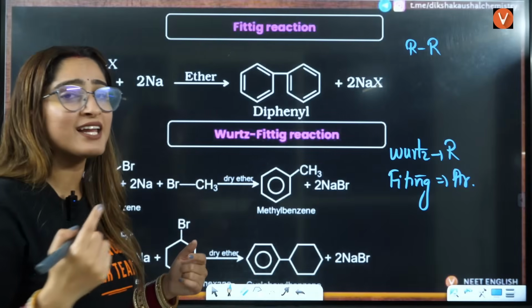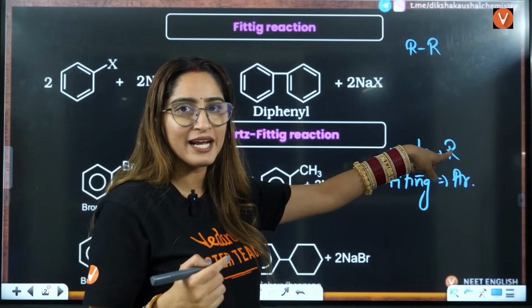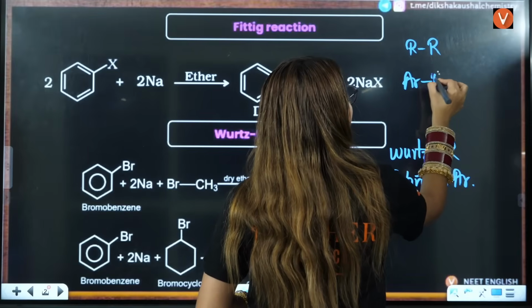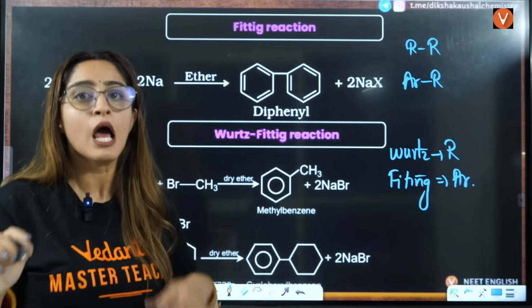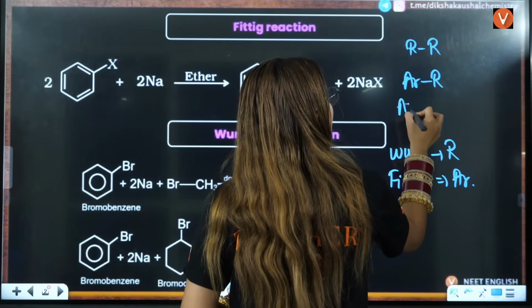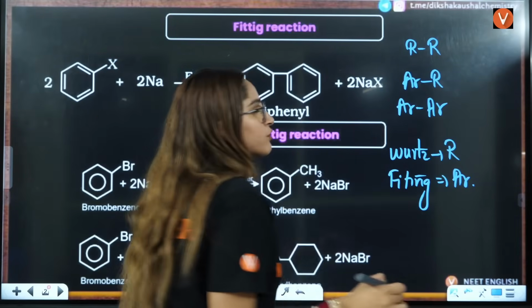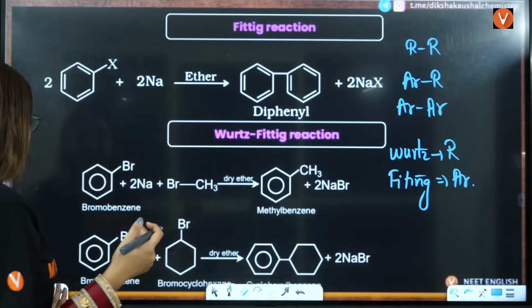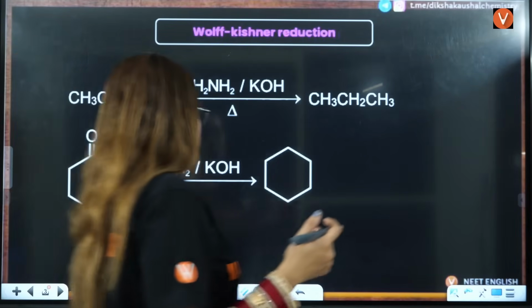In the Wurtz-Fittig reaction, you will have one alkyl halide, one aryl halide, and in the end you will have the formation of aryl and alkyl attached together. But in the Fittig reaction, you will have two aryl halides, where these two aryl halides will attach and you will have the formation of a diphenyl or biphenyl kind of product. Right? Next we have Wolff-Kishner reduction.